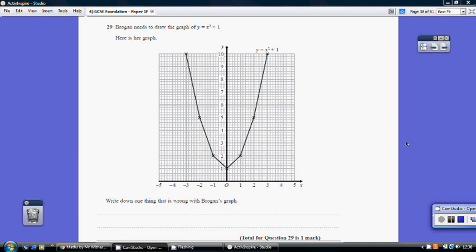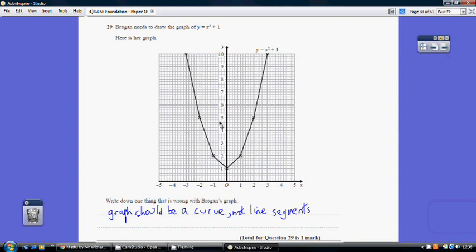Question 29. So write down one thing that is wrong with this graph. Well, it should be a nice gentle curve. It should not be line segments. So you shouldn't be getting your ruler out and joining all these points together. The graph should be a curve, not line segments.